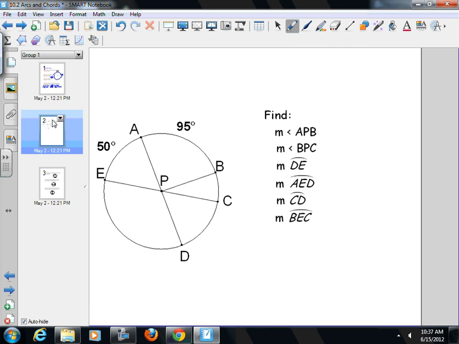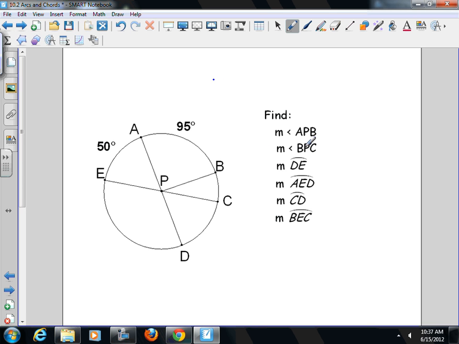So let's move on. Let's say we are given this diagram, and we are asked to find, first of all, the measure of angle APB. Well, it looks like the measure of minor arc AB is 95 degrees, so that would be equal to the measure of the central angle APB. So that would be 95 degrees. We can even write that right in.